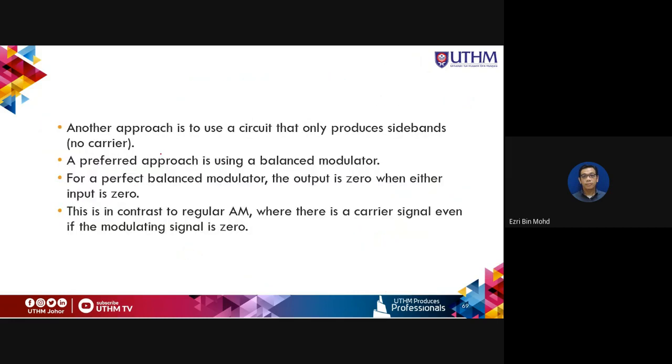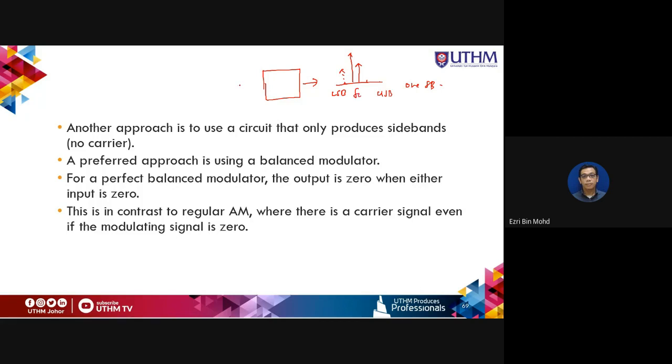Okay, another approach is to use a circuit that only produces sideband. The preferred approach is using a balanced modulator. This means that we develop a circuit whose output is maybe only one sideband, and no lower sideband. For example, upper sideband and carrier element.